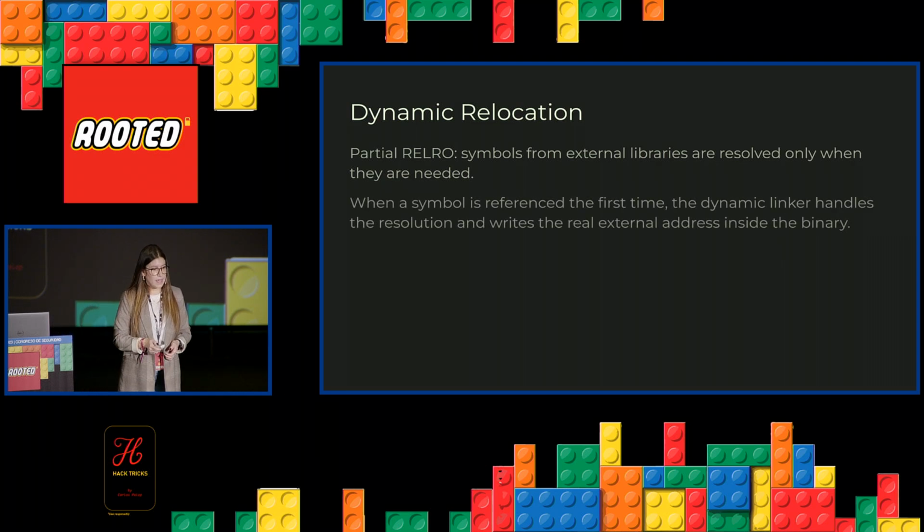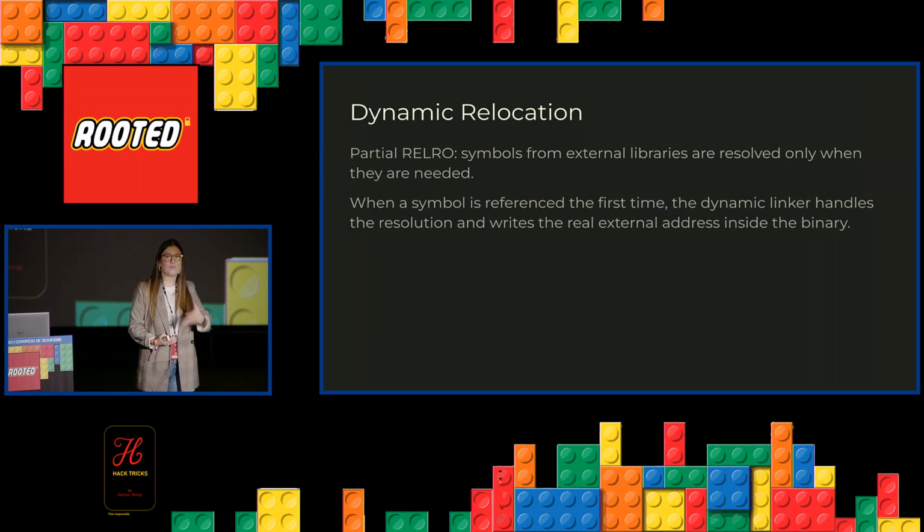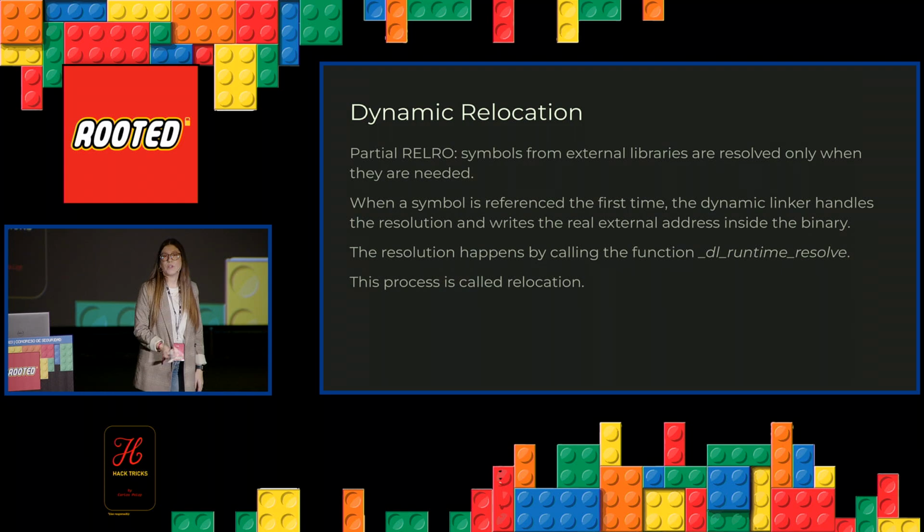So what happens is that when a symbol is referenced for the first time, for example when a function is called for the first time, then the dynamic linker is the one that has the duty of handling the resolving process and computing the real runtime address of that function, and then it will write the address inside the binary. The resolution happens using a function called _dl_runtime_resolve, which is exactly the function that gives the name to this attack, which is ret2dlresolve. And in general, this whole process is called relocation.